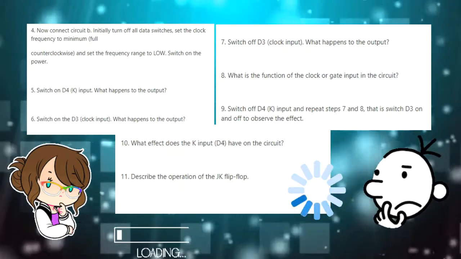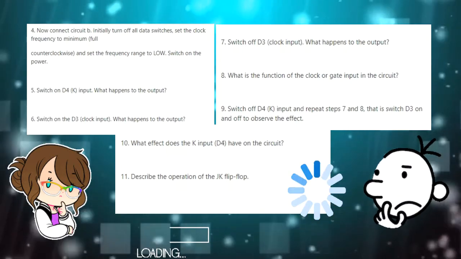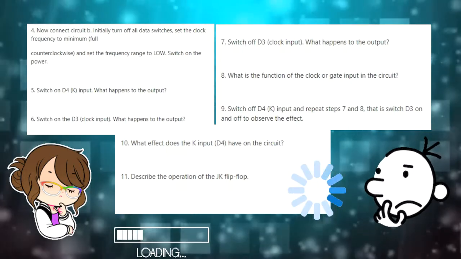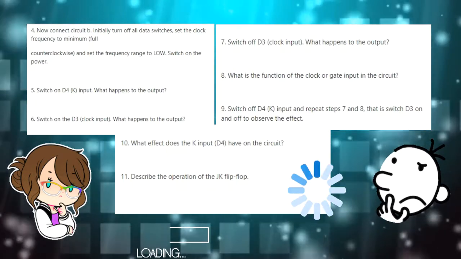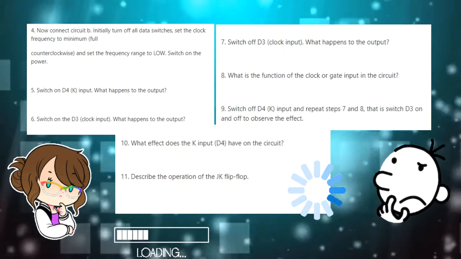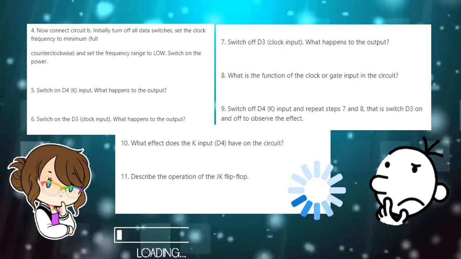Next is switch on D3, which is the clock input. What happens to the output? And then switch off D3, clock input. What happens to the output? Now next is what is the function of the clock or gate input in the circuit?